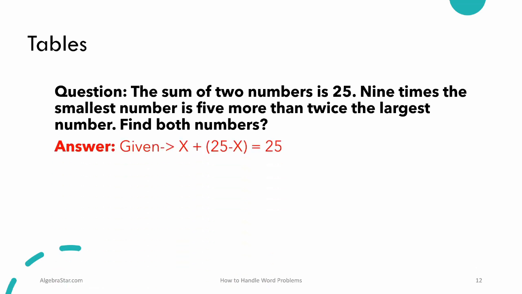We are given that the sum of two numbers is 25. So let's say x is one of the numbers, and so the other number is going to be 25 minus x.